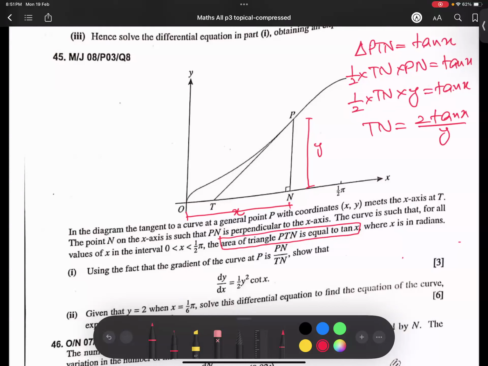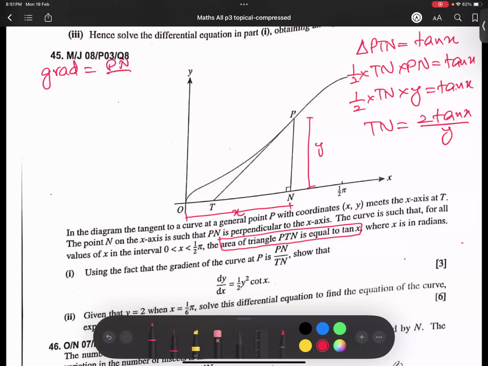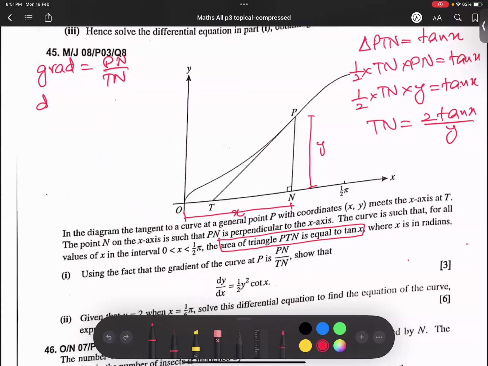Now I will use this connection. The gradient of the curve is equal to this one. So I'm writing here, gradient is equal to PN by TN. Okay, gradient is, and this is my ultimate target, and you know it very well. The gradient is also called dy dx. There is nothing different. So I'm writing here dy over dx. And the PN value, y, I'm copying on the top.